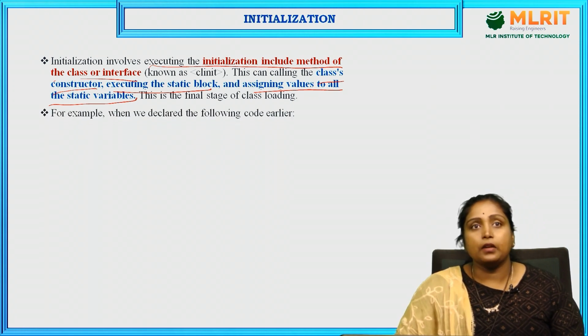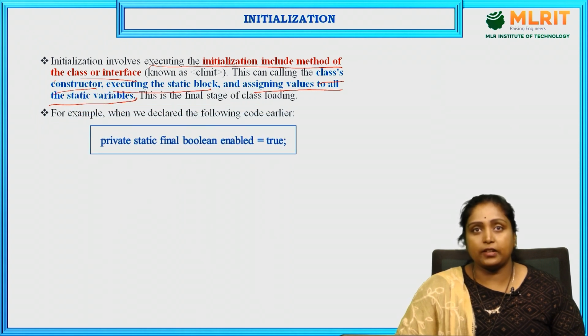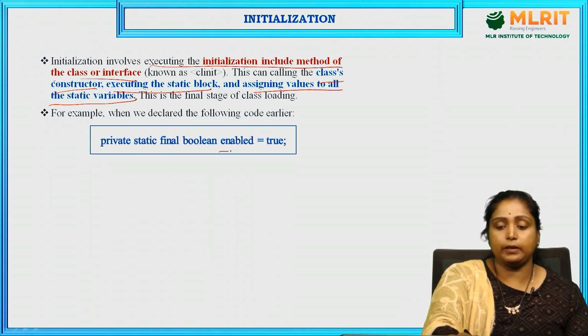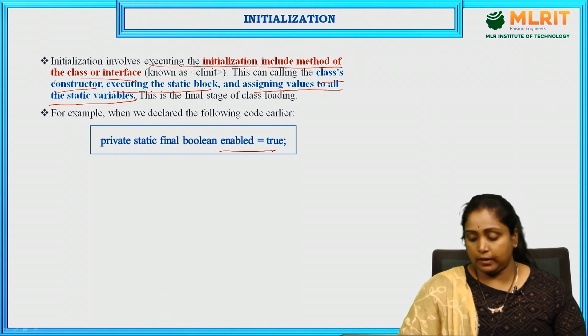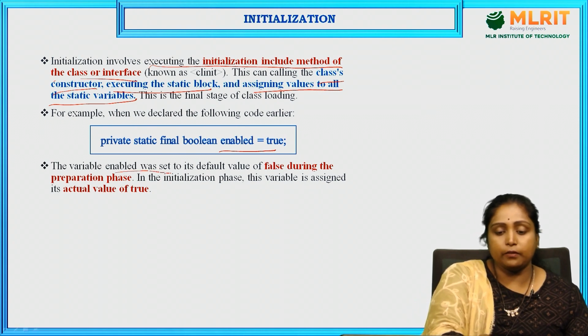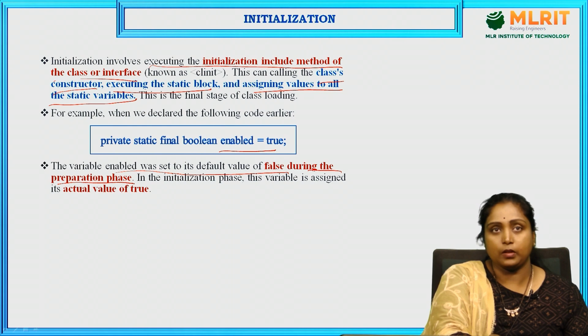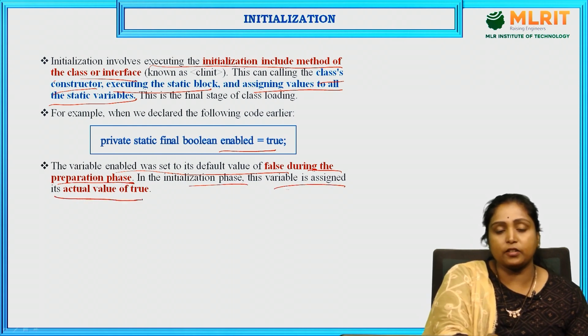Okay. So for example, if you declare a static variable like enabled equals true, by default it will take false. The variable enabled was set to the default value false during the preparation phase. Here in the initialization phase, the variable is assigned the actual value of true.